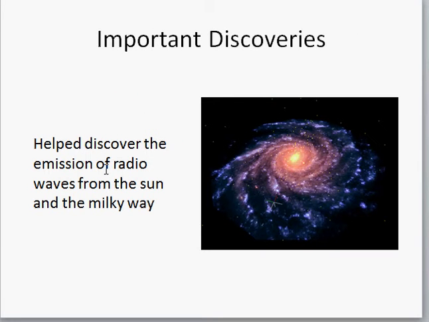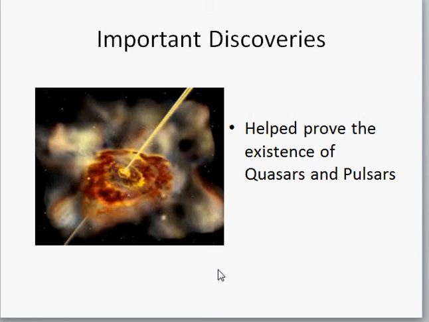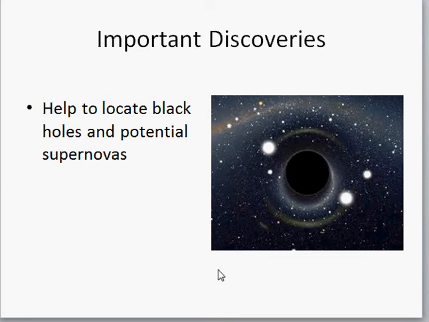Some important discoveries that were helped or were actually proven by the use of radio telescopes were the emission of radio waves from the Milky Way and the Sun. They also helped prove the existence of quasars and pulsars, and they helped to locate black holes and potential supernovas. They do this by detecting radio waves.